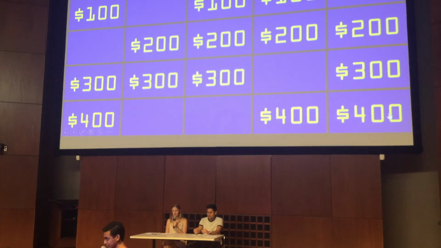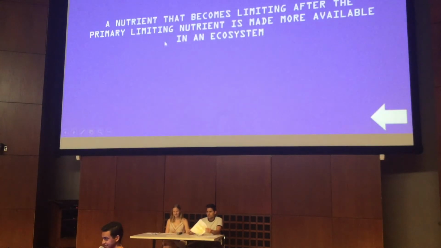I'll take nutrients for 200. Okay, nutrients for 200. A nutrient that becomes limiting after the primary limiting nutrient is made more available in an ecosystem. What is a secondary limiting nutrient? Yes, Juliana, that is correct.